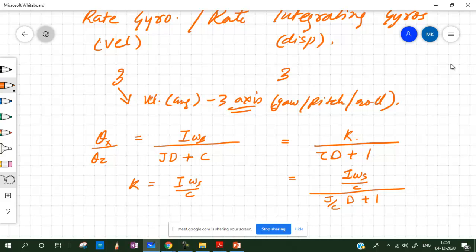ठीक है, I omega spin यानी एंगुलर मोमेंटम को भी हम L भी लिख सकते हैं या H भी लिखते हैं, L बाई C. इसी तरह हमारा जो टाउ होगा, जो यहाँ पर हमारा टाइम कांस्टेंट डिफाइन करता है, टाउ क्या, हमारा J बाई C. ठीक है, तो इसको अगर हम जब डिज़ाइन करते हैं तो we do get some equation, those you must have seen, those first order graphs.